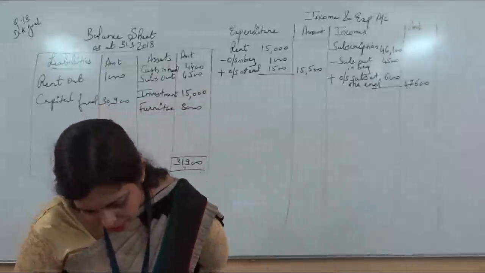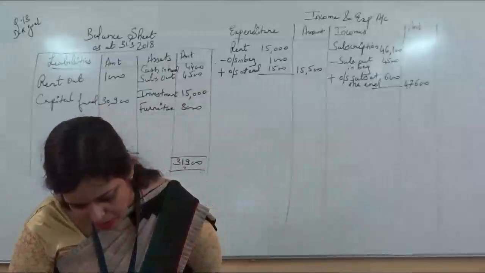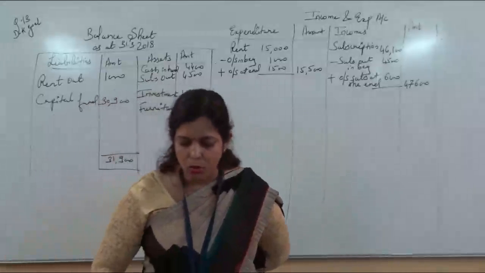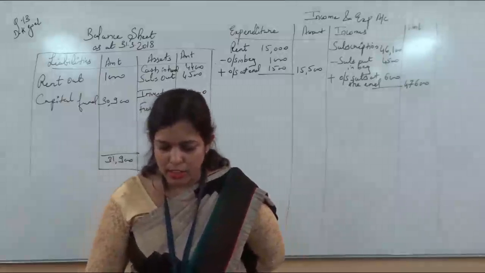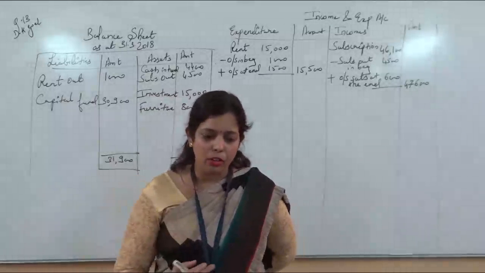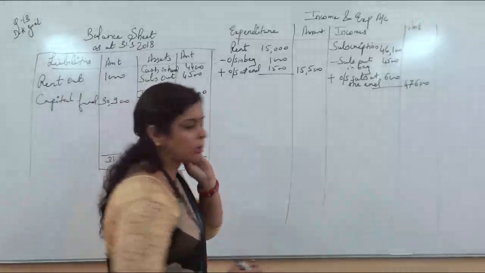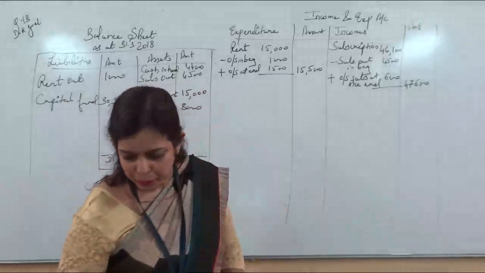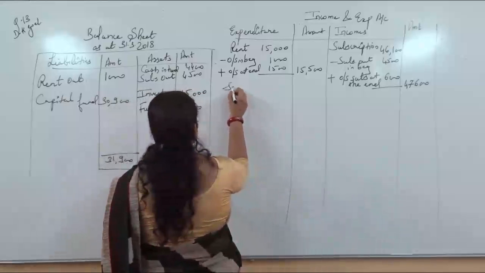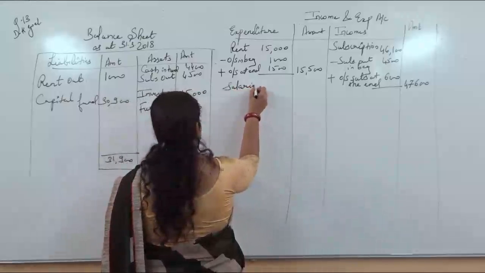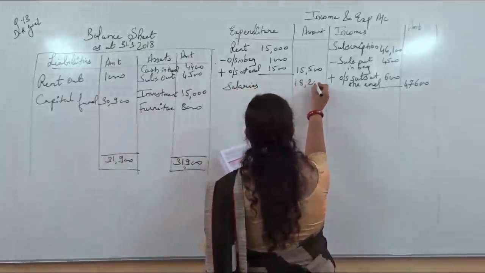Now, which item is there again? One piece of information is given regarding the furniture. Furniture was purchased on 1st July 2017. The date is given. We will do it later on in the balance sheet. Now, let us complete the items of the income and expenditure. Let us take the remaining items. Salaries. Just write it. Salary is 18,200.